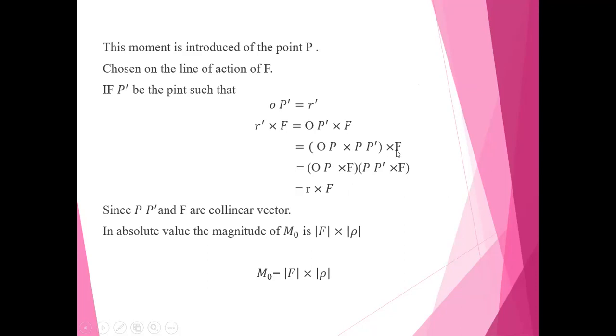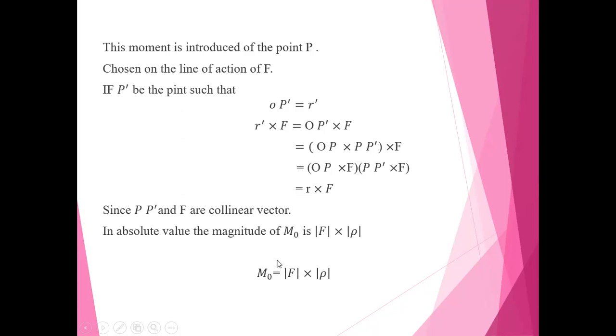Multiplying out, we get OP cross F plus PP dash cross F. The first term is r cross F, and since PP dash and F are collinear vectors, PP dash cross F is zero. In absolute values, the magnitude is denoted by mu naught equals modulus of F into modulus of rho.